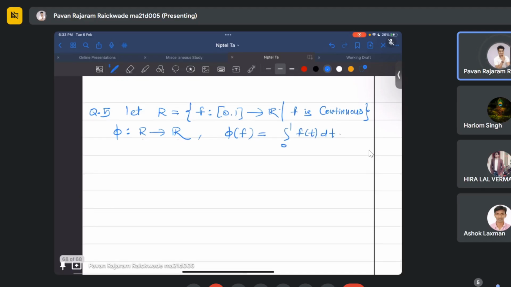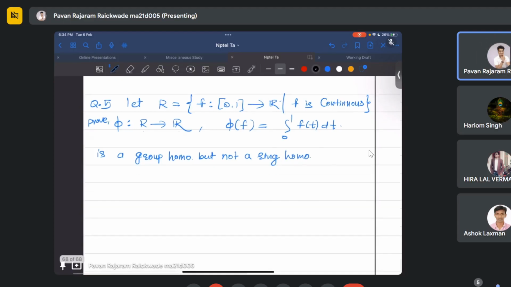So, prove that phi is a group homomorphism but not a ring homomorphism. Proof.